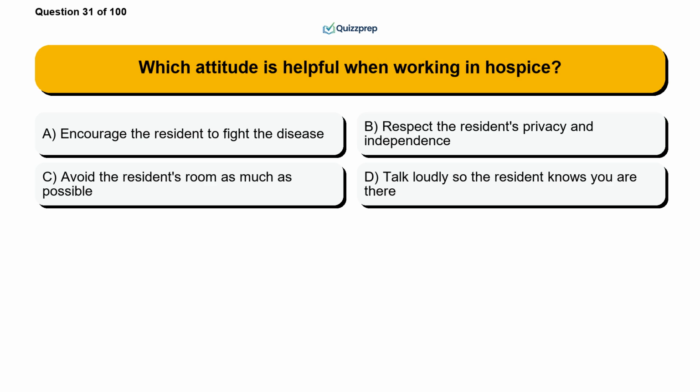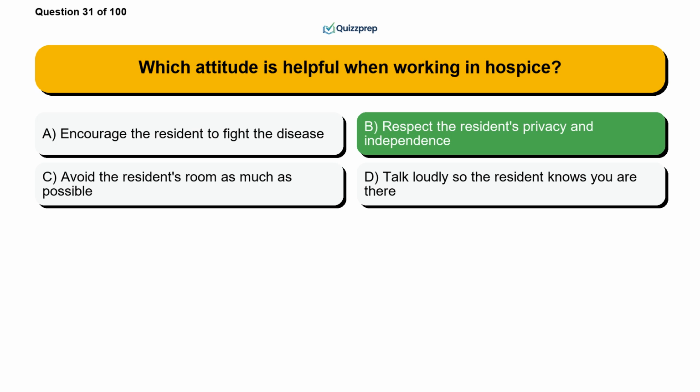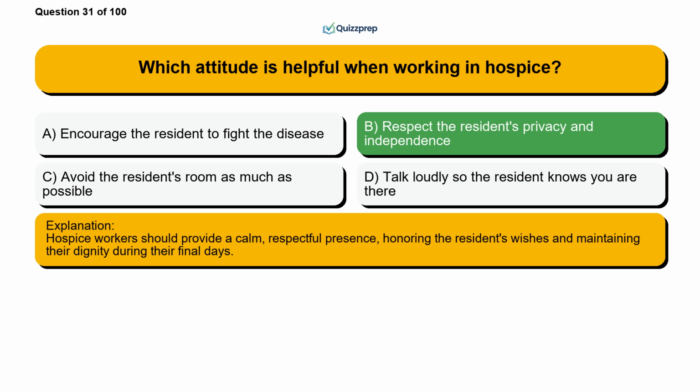Question 31. Which attitude is helpful when working in hospice? Option A, encourage the resident to fight the disease; option B, respect the resident's privacy and independence; option C, avoid the resident's room as much as possible; option D, talk loudly so the resident knows you are there. The correct answer is option B, respect the resident's privacy and independence. Hospice workers should provide a calm, respectful presence, honoring the residents' wishes and maintaining their dignity during their final days.